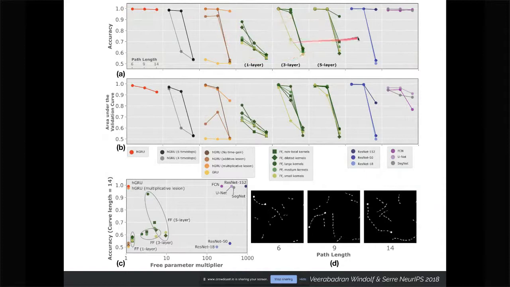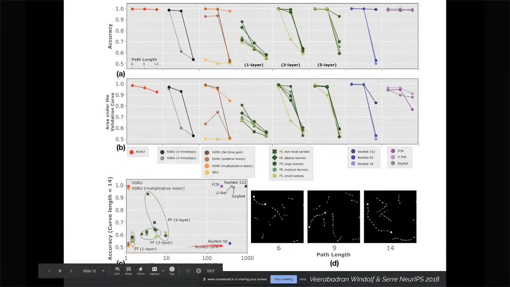I'll skip through a number of controls here. I'll bring your attention here to the ResNet, which is considered a state-of-the-art neural network. For small, short contours, we find that ResNet 18 or 50 can solve the task. However, for the longest contour, 14, we had to go all the way to 152 layers of processing to solve what would seem to be an otherwise kind of trivial visual task.